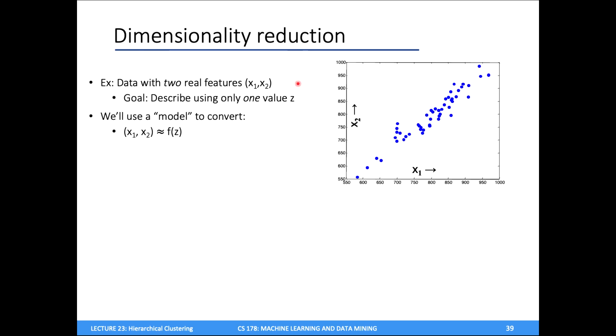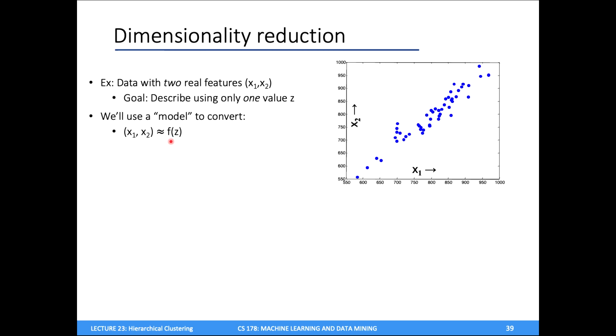So originally, this data set requires two numbers to describe every individual data point, right? I need a number for x sub 1, and I need a number for x sub 2. My goal is going to be to somehow describe this data using only a single number z. So for every data point, I want to reduce the dimensionality from 2 down to 1. And the idea is we'll somehow use a model or some kind of function f to map between this two-dimensional representation of my data and the one-dimensional representation captured by z.